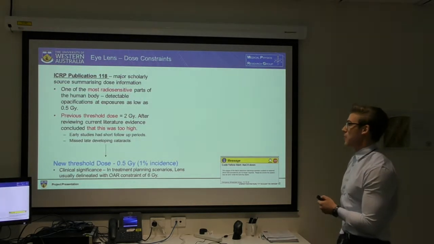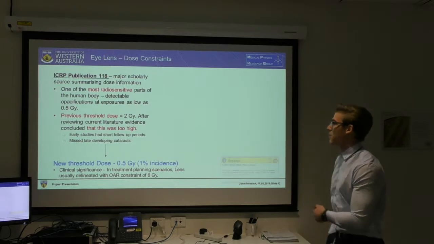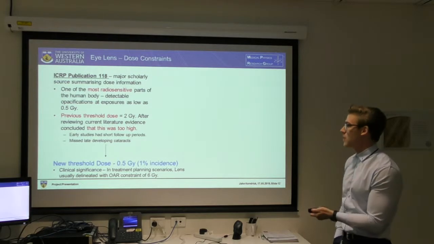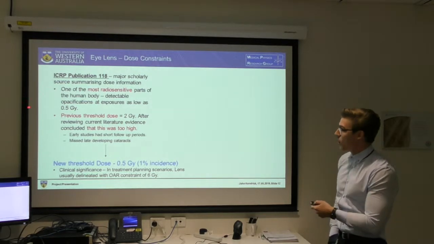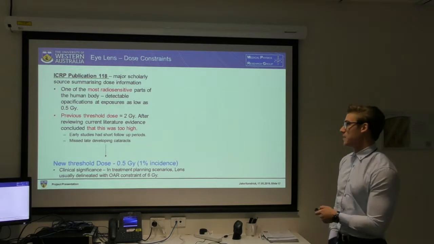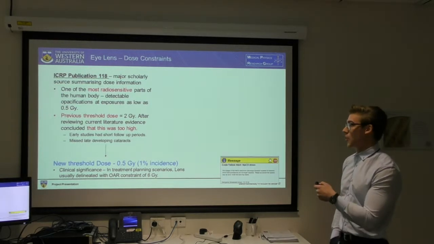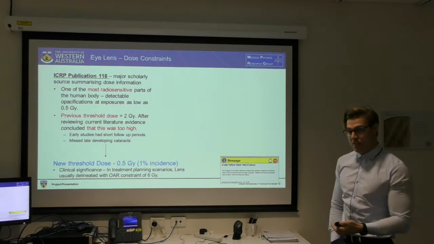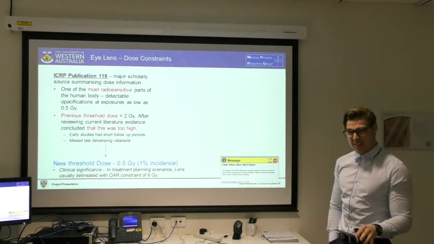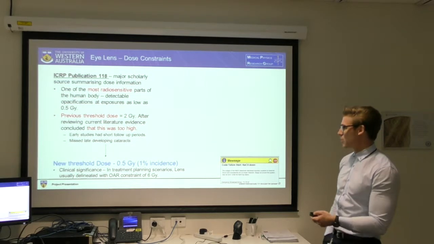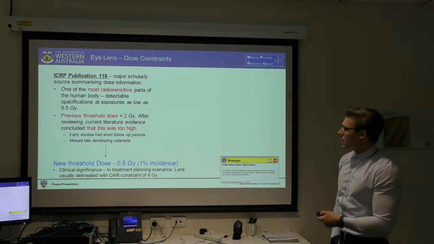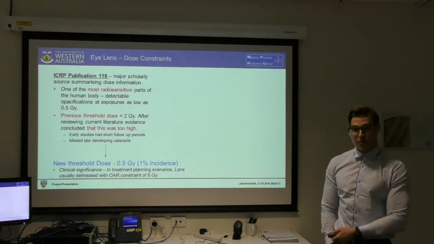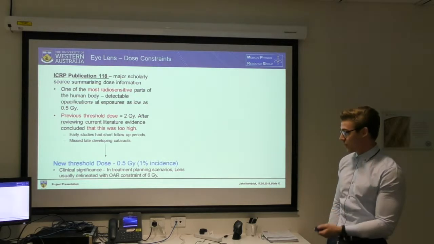Now, the dose constraints. Well, ICRP publication 118 is the major scholarly source summarizing the dose information. What they conclude is that it is one of the most radiosensitive parts of the human body. Detectable opacifications occur at exposures as low as 0.5 gray, which is in dramatic contrast to the rest of the body. It's about 5 to 20 gray, they state, for the rest of the body, where you can get detectable changes. And they concluded that their previous threshold dose of 2 grays was actually significantly too high after they reviewed the most recent literature.